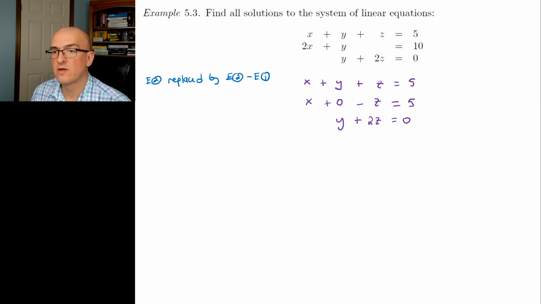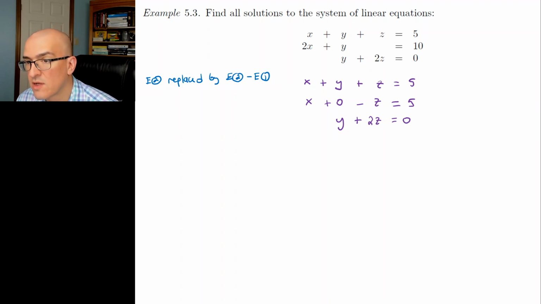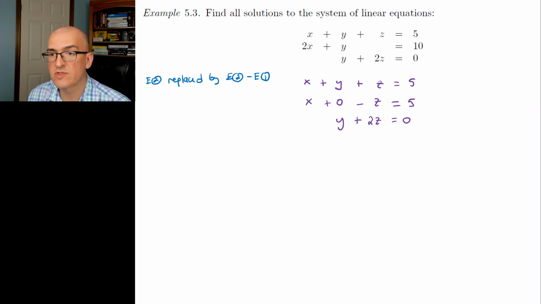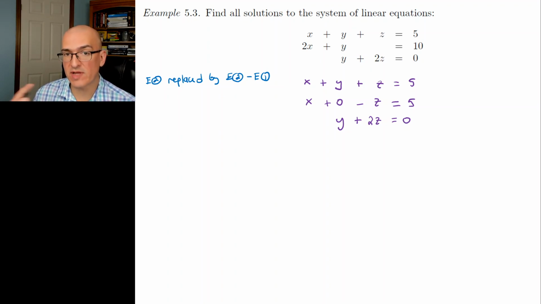Okay, next, what else can we do? Maybe I should have subtracted twice that. Maybe that would have been smarter. It's hard to know. But let's keep going. What else can we do? Maybe we can get rid of the y in the first equation now. So notice that equation 3 has a y and a z and no x. Equation 1 has an x and a y and a z in it. It's going to be possible for us to get rid of the y in equation 1 if we replace equation 1 with equation 1 minus equation 3.